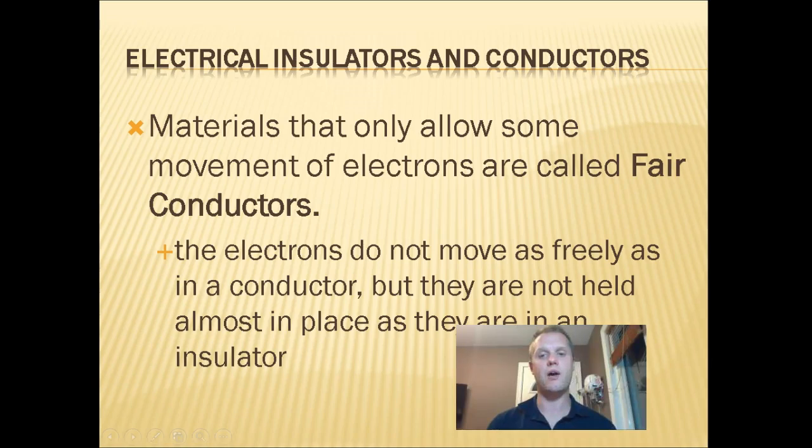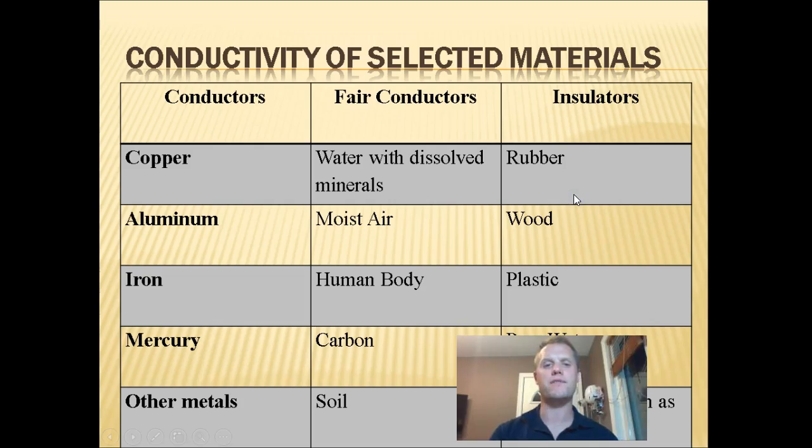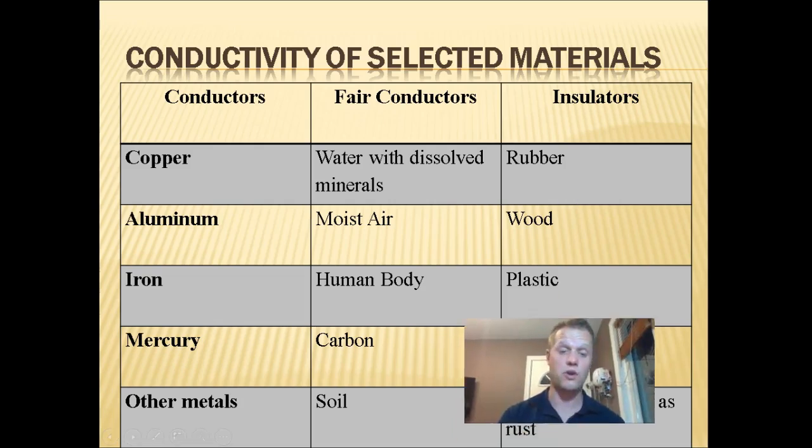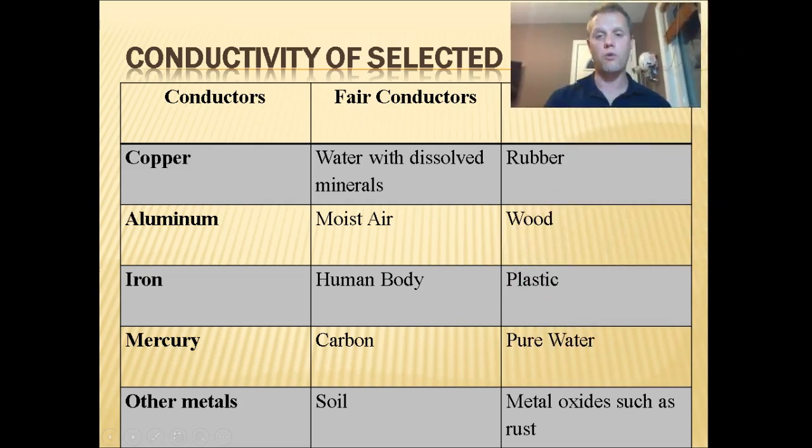So the materials that allow some movement of electrons are known as ferroconductors. They do not allow for free movement of electrons, and they're not quite held in place as in an insulator. They're in between. For example, water with dissolved minerals can actually conduct electricity. Rubber is an insulator for sure.